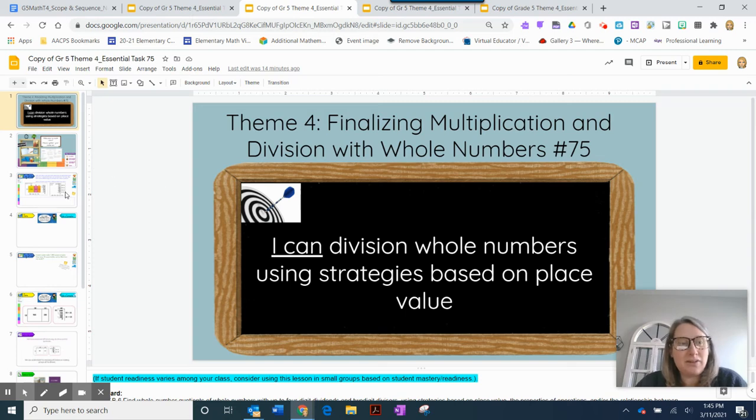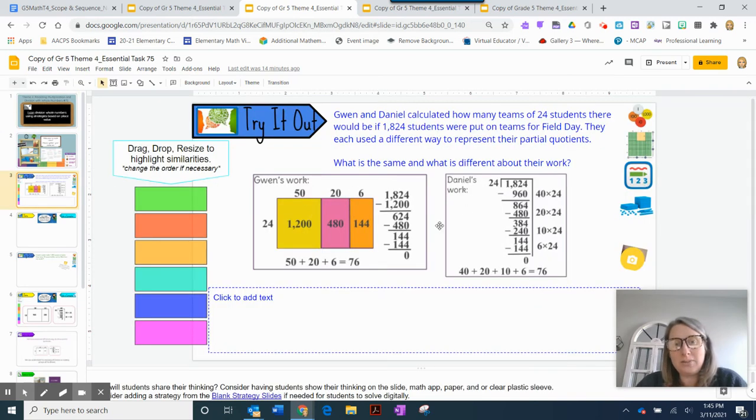Here we go on to 75, where we're going to be starting similar to what we did in multiplication, looking at an area model, looking at partial quotients. How are they similar? How are they different? We can once again use these to highlight some of that thinking and show those connections for our students as we go.